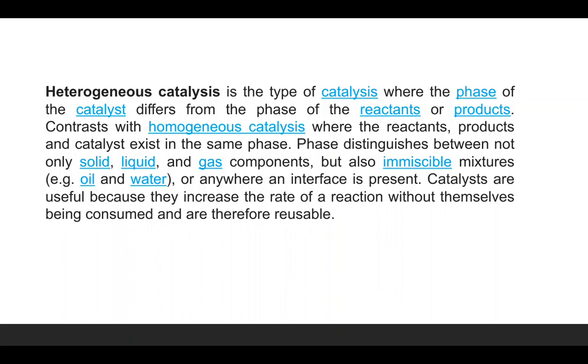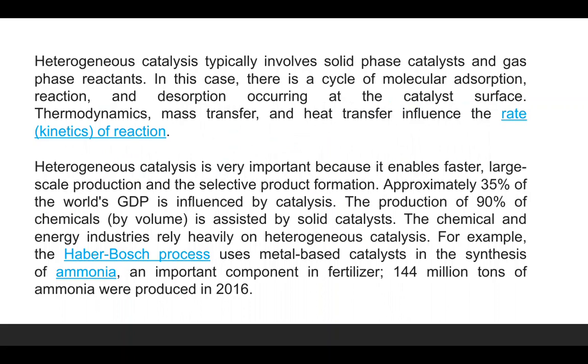If you see a miscible mixture, it is like water and ethanol, so they mix well. Heterogeneous catalysis also happens in an immiscible mixture, so the mixture does not mix. Heterogeneous catalysis typically involves a solid phase catalyst and gas phase reactant. In this case, there is a cycle of molecular adsorption, reaction, and desorption occurring at the catalyst surface.